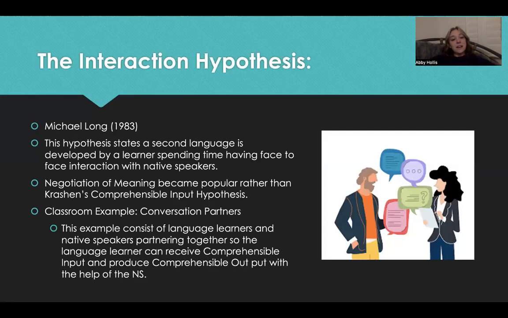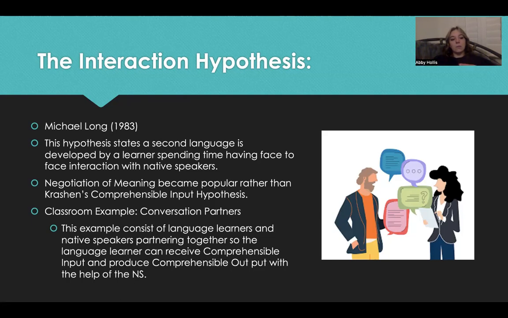So the first thing that I chose is the interaction hypothesis, and this is one of the earlier studies of research that Michael Long does. He did it in 1983, and this hypothesis states that a second language is developed by a learner spending time having face-to-face interaction with native speakers. Now, I don't want anyone to be confused that the interaction hypothesis is not saying that the learner is learning through the interaction. It's saying that the learner is collecting data from this interaction that is being stored in their brain, where they are storing all this information to develop their second language.